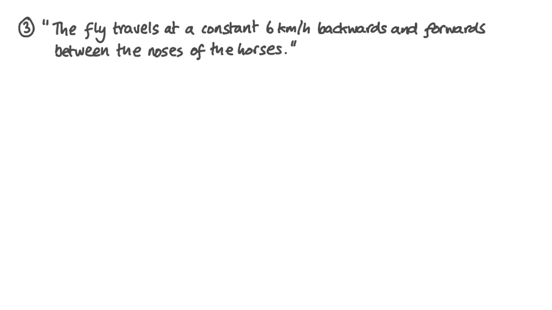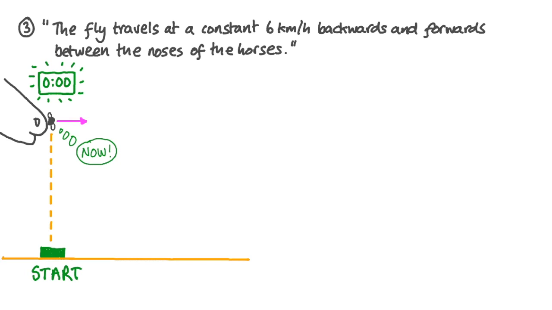Assumption number 3. The fly travels at a constant 6 kilometres an hour backwards and forwards between the noses of the horses. If we weren't operating in math world, there would be a few issues with this aspect of the problem. Firstly, we'd have to train the fly to set off at exactly the right time. This would either be after the infinite force trauma of instantaneously achieving a speed of 3 kilometres an hour on the first horse's nose, or the fly would need to be capable of judging exactly the right time to set off as the horse whose nose it was sitting on passed the start line.